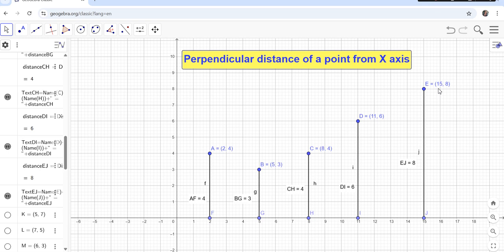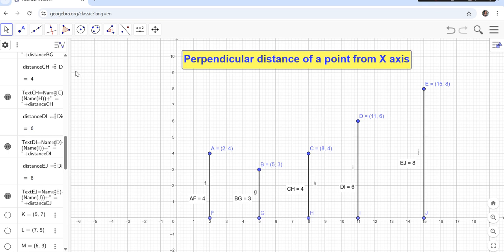So dear students, what do we conclude from this activity? Yes, we conclude that the perpendicular distance of a point from the x-axis is given by the y coordinate of that point. I'm repeating my point. The perpendicular distance of a point, whether it is A, B, C, D or E, from the x-axis is given by the y coordinate of that particular point. So whenever we are to measure the perpendicular distance of a point from the x-axis, it is given by the y coordinate of that particular point, right?